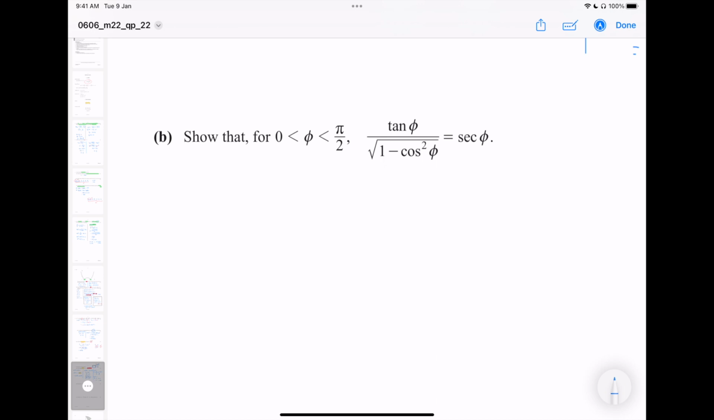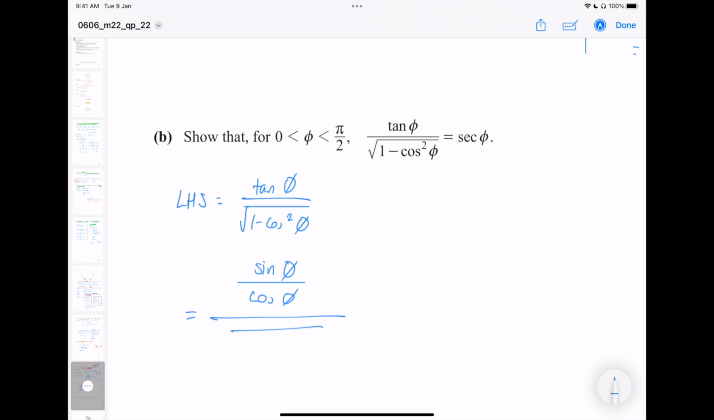Now show that for all of this. Basically you're showing left-hand side equals right-hand side. Let's try and prove it. If it looks too complicated, always do the complicated part first. So you can see that the left is more complicated. Left-hand side is tangent over square root of 1 minus cosine squared. If it looks too complicated, change everything into sine and cosine. That's what I always do. So tangent is going to be sine over cosine, and then you're going to divide this by the square root of 1 minus cosine squared theta.